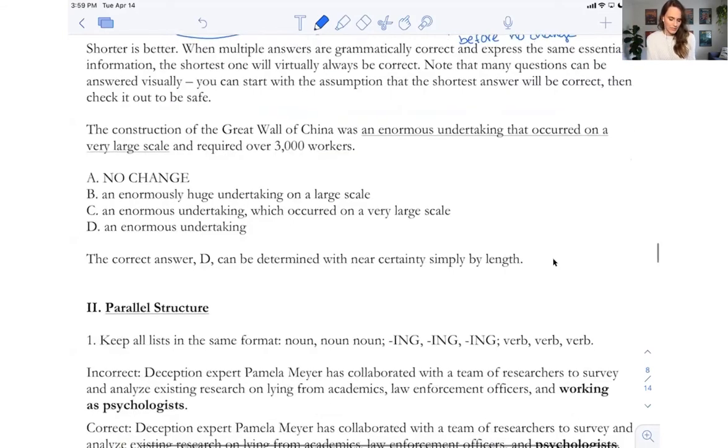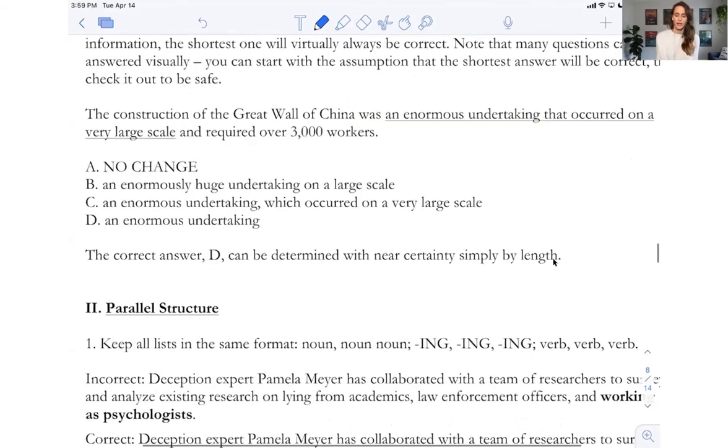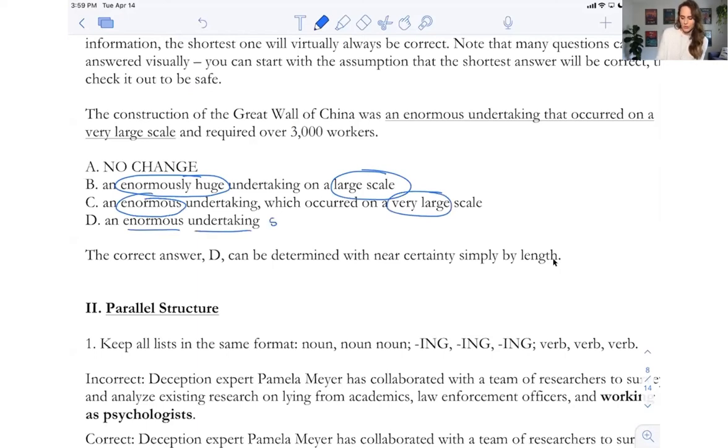So here we can see some examples of redundancy. Enormously huge, on a large scale, that's all redundant. Enormous, very large scale. You can just say enormous undertaking, and this is also the shortest answer choice. So just by looking for answer choices using fewer words, you're going to decrease your chances of picking a redundant answer choice.